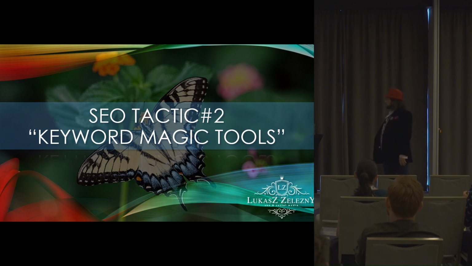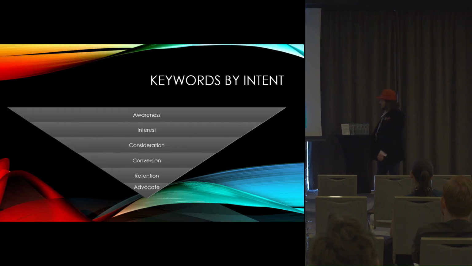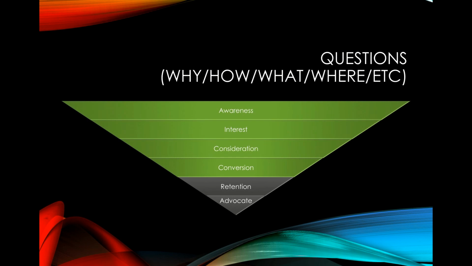So, keyword magic tool. Anyone is using SEMrush, raise your hand. We have a couple of people. So, generally, you know, there is this kind of keyword intent. And we're always talking about awareness, interest, consideration, conversion, retention, advocate. So different phases, different stages that people are looking for something and so on and so on. For me, it's a bit bullshit. I like to simplify this, and I'm going this way.